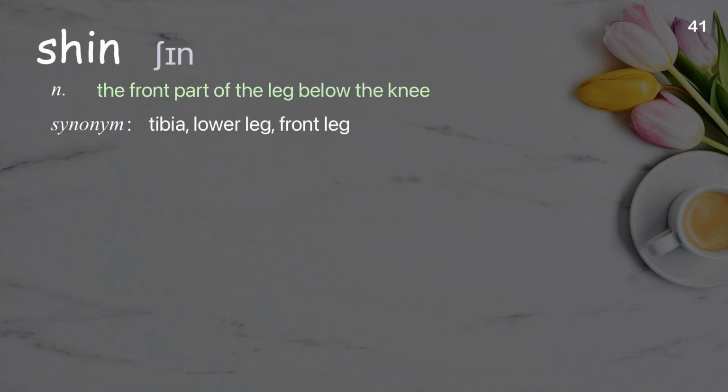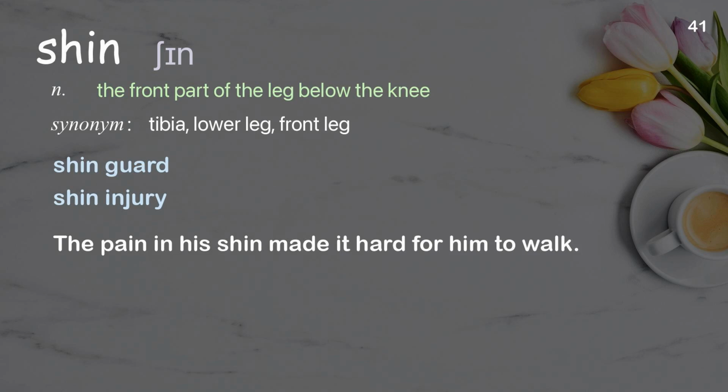Shin. The front part of the leg below the knee. Examples: Shin guard. Shin injury. The pain in his shin made it hard for him to walk.